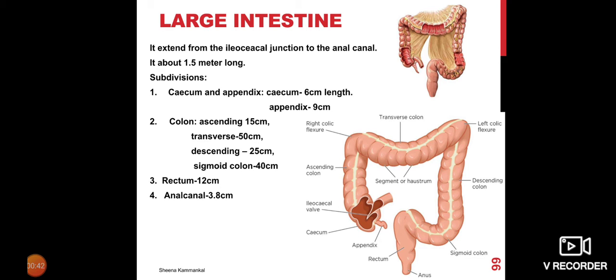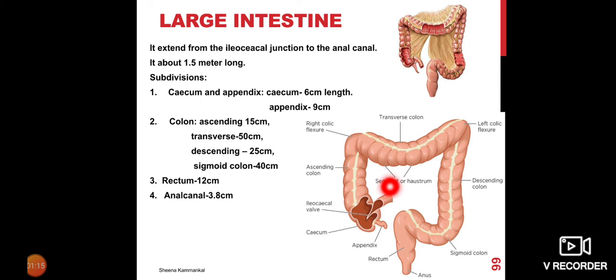In the very beginning, that is at the level of the cecum, we can see another structure called the vermiform appendix, which is a worm-like structure. The length of the large intestine is 1.5 meters. 6 to 6.5 meters is the length of the small intestine, but the large intestine is just 1.5 meters. It extends from the ileocecal junction to the anal canal.